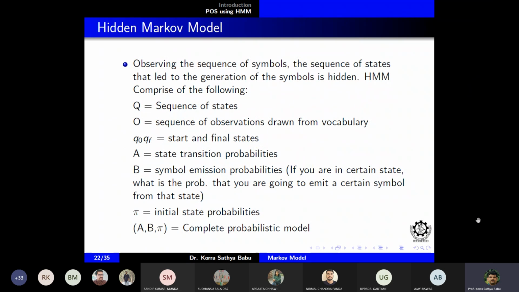So when observing the sequence of symbols, the sequence of states that led to the generation of the symbols is hidden. That's why we call it a hidden Markov model.